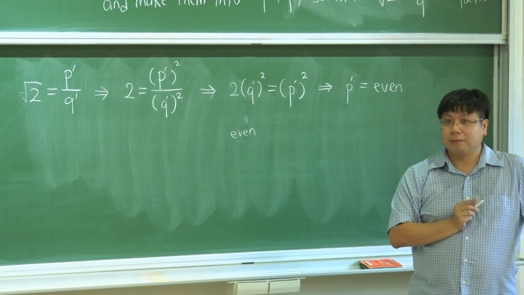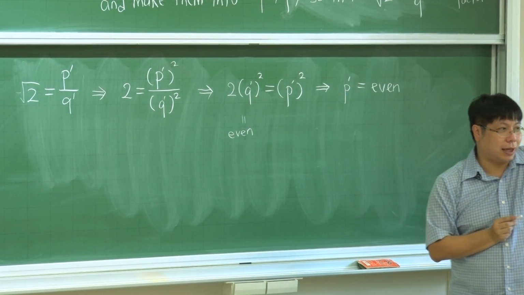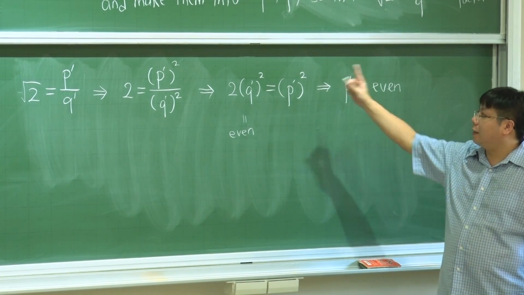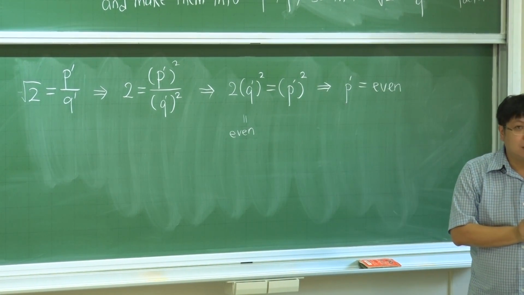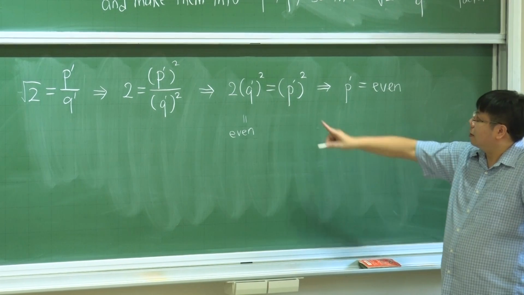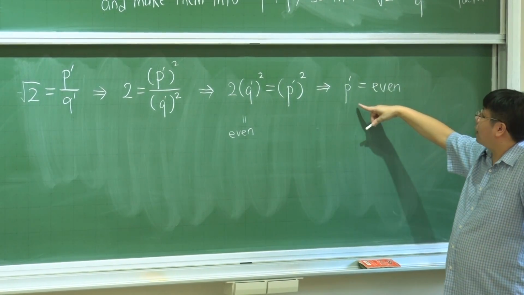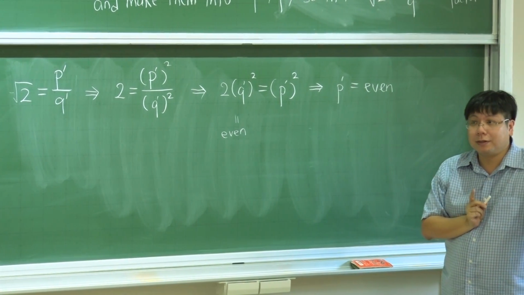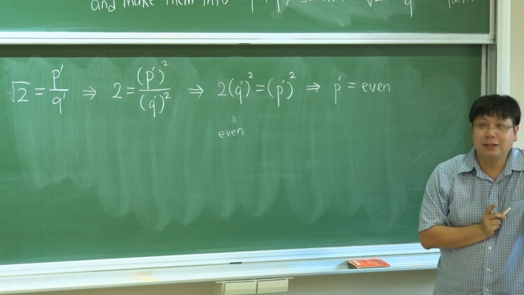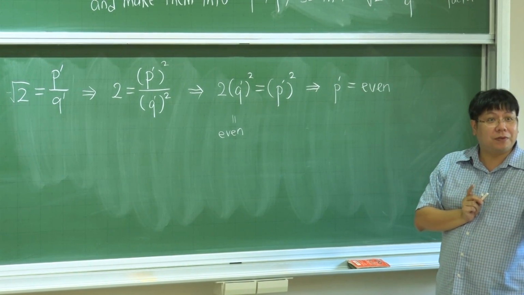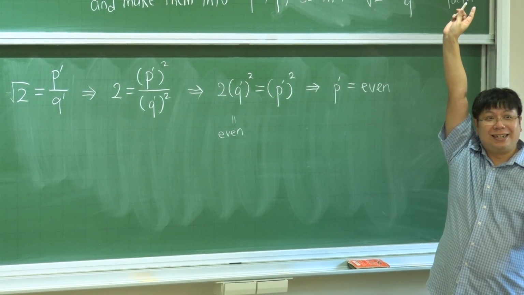Is that okay? This is proved by contraposition again, because if p prime is odd, then p prime square is odd. So in that case, this is not okay. So in that case, p prime has to be even. Is that okay? So far, if you are okay with this, could you please raise your hand?